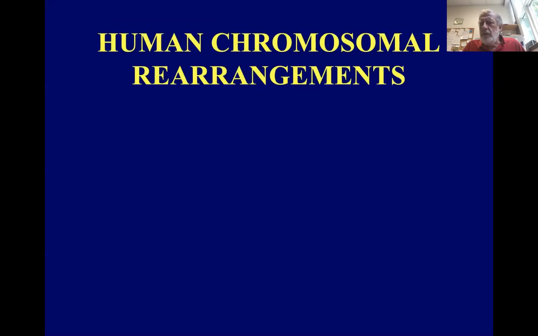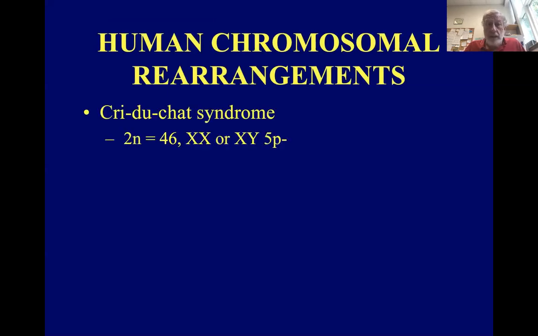Now let's look at the rearrangements of individual chromosomes instead of aneuploidy. So Cri-du-Chat syndrome, that's 2n equals 46, XX or XY, 5p minus. So normal number of chromosomes, male or female, 5 means chromosome 5, p means the short arm of chromosome 5, and minus means a deletion. If there's a duplication, we'd say plus. The long arm of a chromosome is called the Q arm, the short arm is always the P arm.